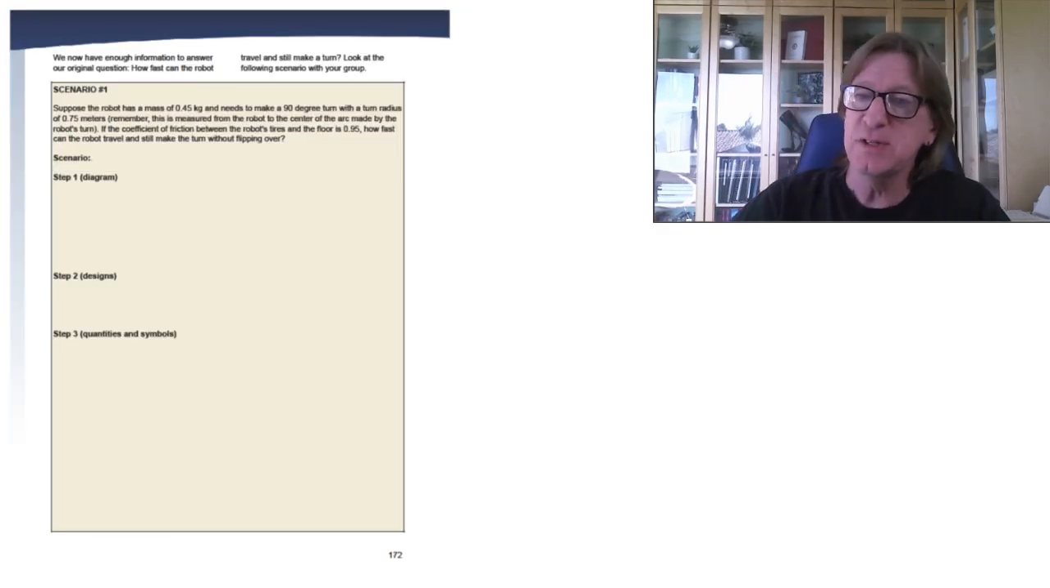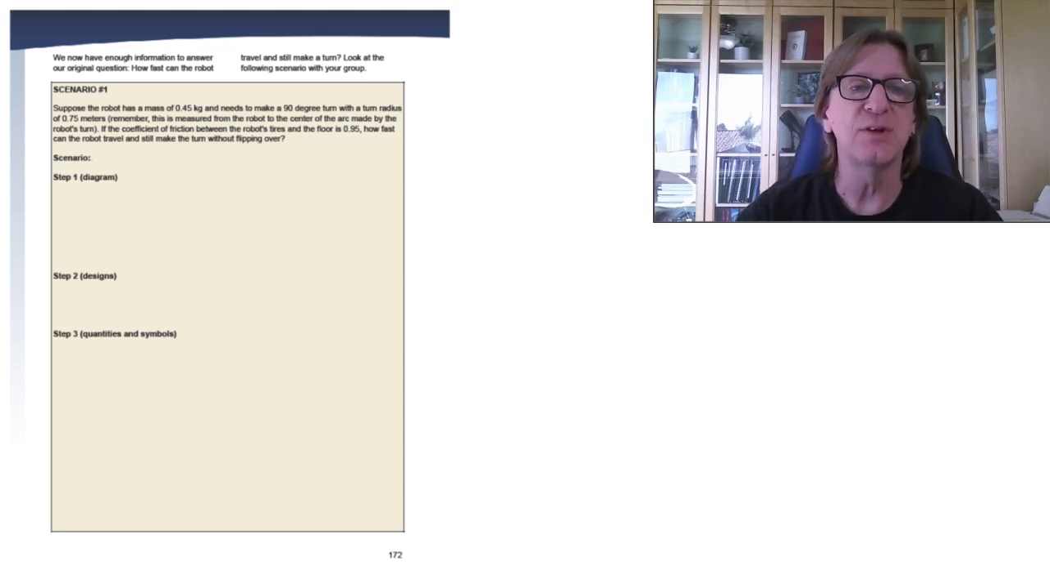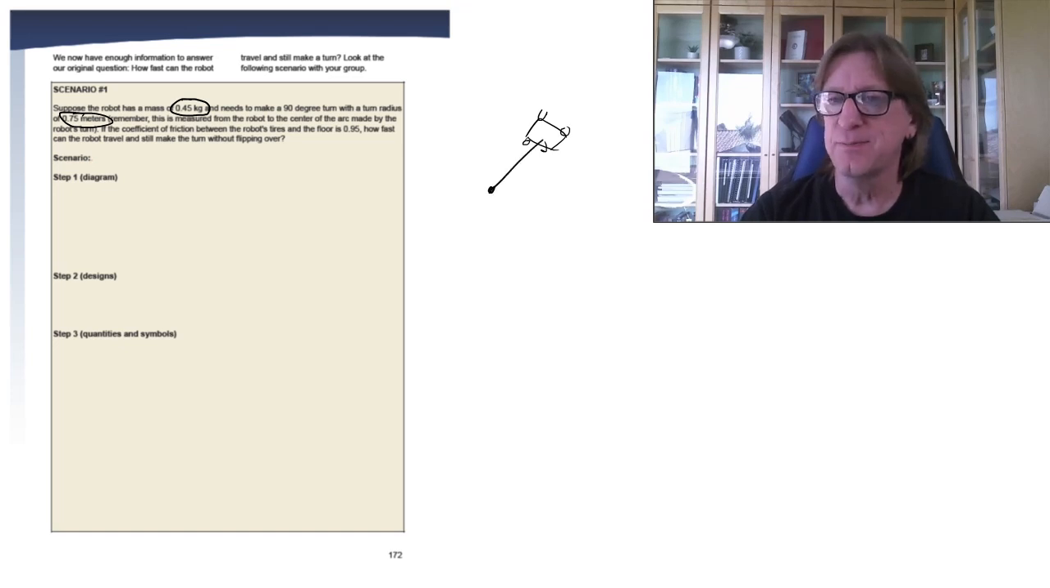Now we're going to solve the scenario where we are trying to find the velocity that will safely get us around the track. So we said that the robot has a mass of 0.45 kilograms. It's going to make a 90-degree turn with a turn radius of 0.75 meters. And as we said, remember that this is measured from the robot to my center. I've got to make sure that both sides stay on the road. So really I'm looking at this radius that goes to my inner wheels. If I've got enough friction to keep my inner wheels on there, then I know that I'm going to have enough friction to keep my outer wheels on there as well.